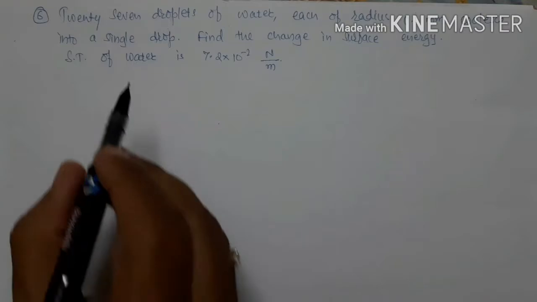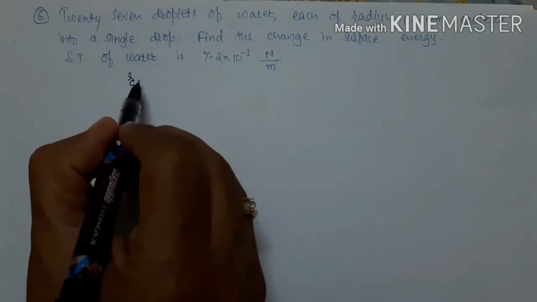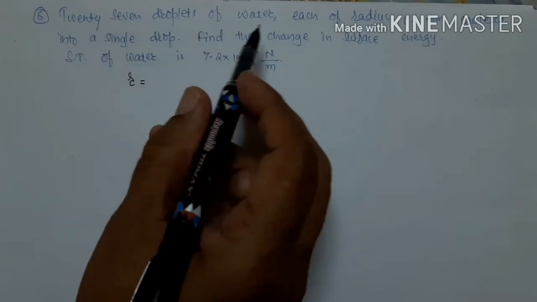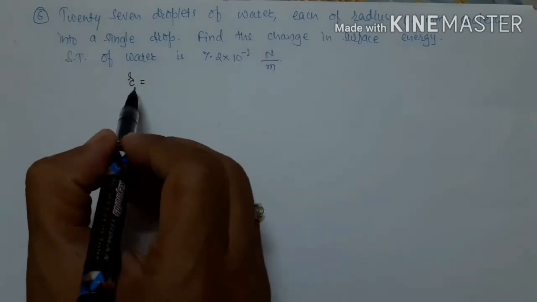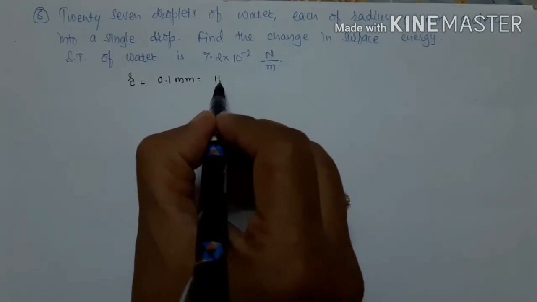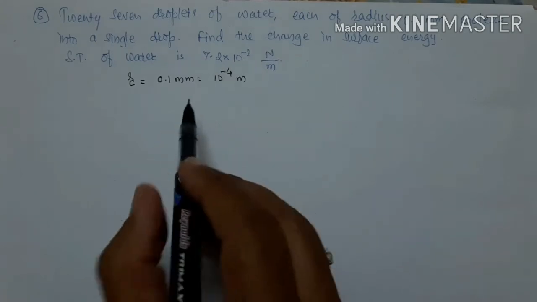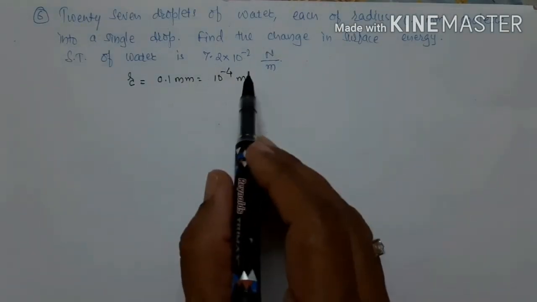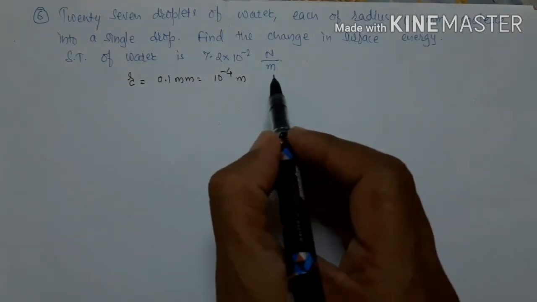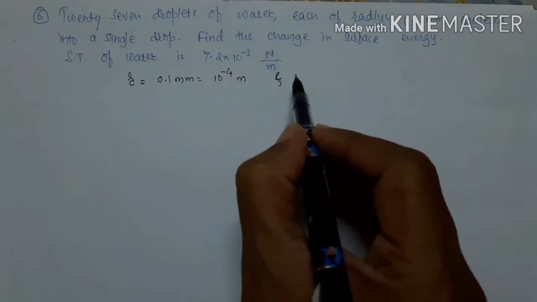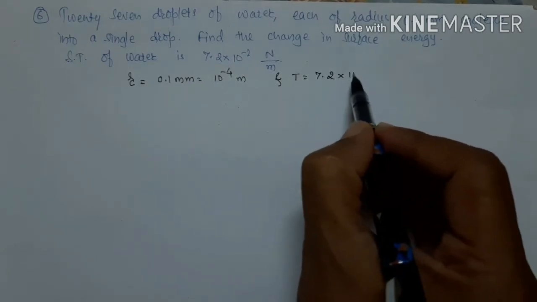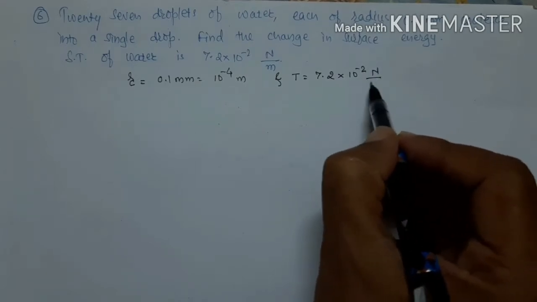Here two things are given. One is the radius of the droplet, which is 0.1 millimeter. I will write it as 10 to the power of minus 4 meter: millimeter to meter is 10 to the power minus 3, and 0.1 is 10 to the power minus 1, so the total is 10 to the power minus 4 meter. The other thing given is the surface tension of water, 7.2 into 10 to the power of minus 2 Newton per meter.